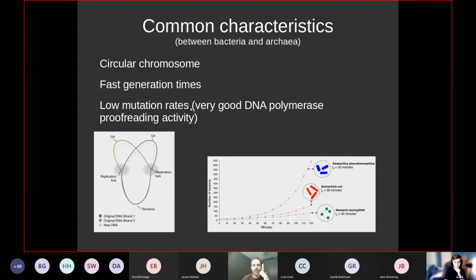By low mutation rate, I mean that when they're copying this circular chromosome, their DNA polymerase and adjacent proteins that do the proofreading are really, really good. Okay, so they have an order of magnitude fewer mutations than an animal or a plant, for instance.